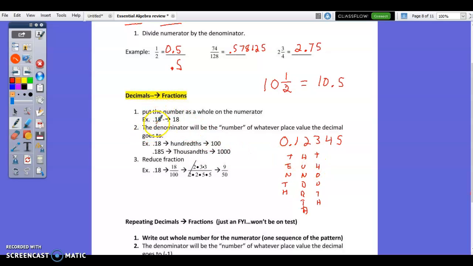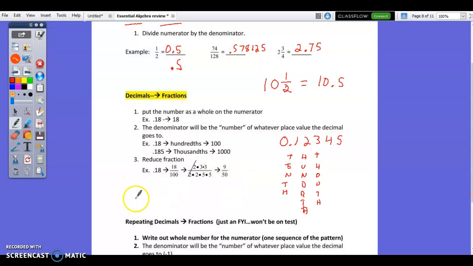So in this particular case, 0.18 goes to the hundredth spot. There's none of these numbers there. So we would put 100 on the denominator. If there was an extra number, say 0.185, that goes to the thousandth spot, then 1,000 would be our denominator. If I just had one spot, it would be the tenth. So in this example, we have a 0.18. So 18 goes on the top, it goes to the hundredths, 100 on the bottom, and then you would reduce, and that would be 9 over 50.